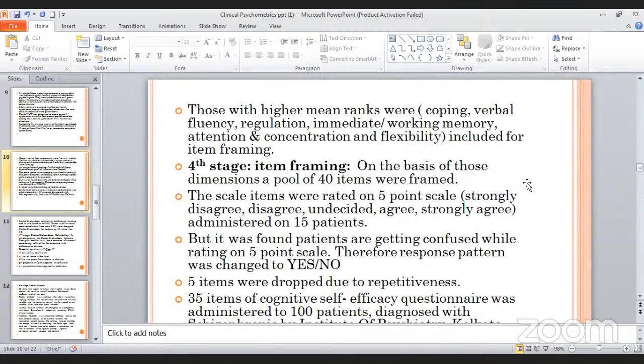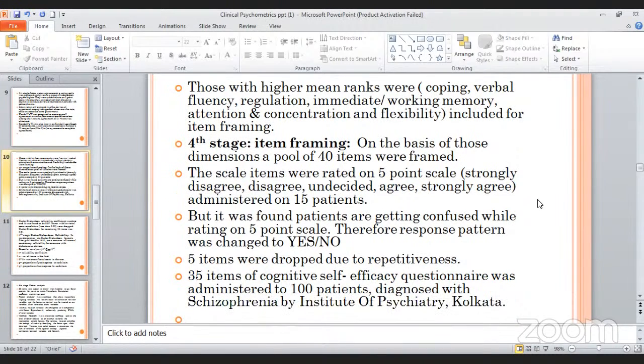Okay. And the scale items are rated on a 5-point scale, that is strongly disagree, disagree, undecided, agree, strongly agree. And it was administered on 15 patients. But it was found that patients were getting confused while rating on the 5-point scale. Therefore, the response pattern was changed to a yes, no pattern. Can anyone tell me what is the type of this scale in case of yes, no? It is nominal. Yes, this is nominal.